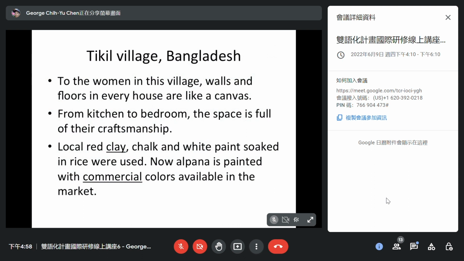And that was in the past. But now, according to the women, they said now the Alpana is painted with commercial colors. Commercial, this is 贸易的. Commercial colors really means the colors that you can buy in the market. So these colors are probably chemically made, and they are long-lasting, 它比较持久一点. Great, so I hope you are inspired by these women.